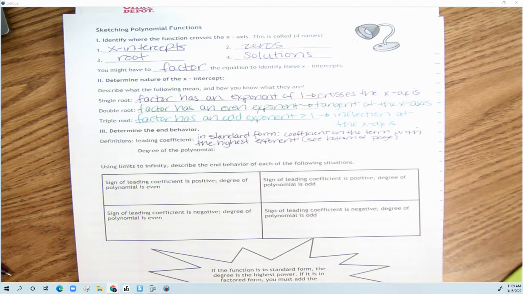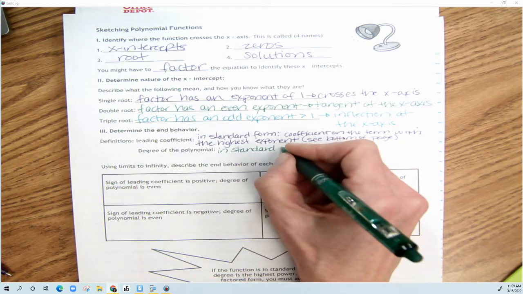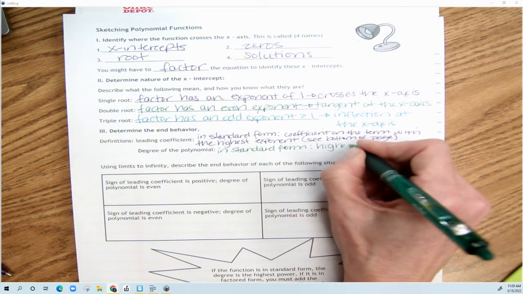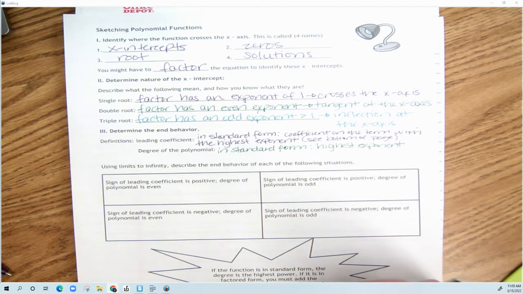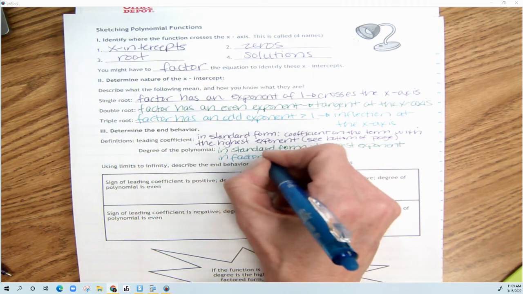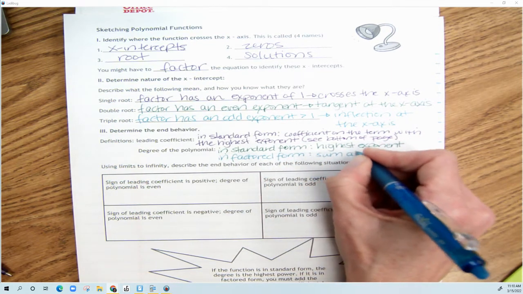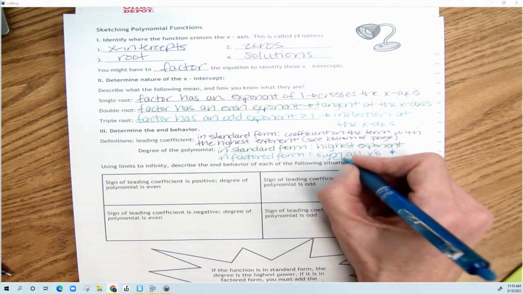The degree of the polynomial, if you're in standard form, is just the highest exponent, which if it's written in standard form should be the first exponent, but you never know. And then if it is in factored form, and we want it to be completely factored, not partially factored, you want the sum of all x's and related exponents.